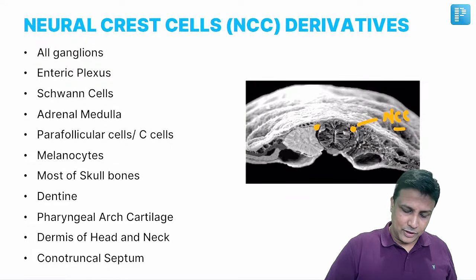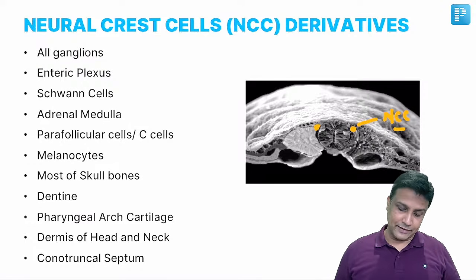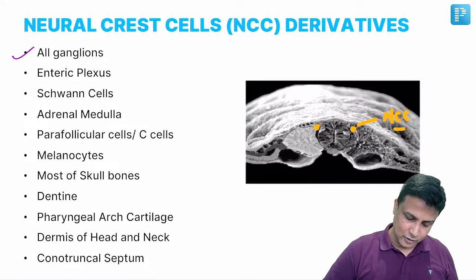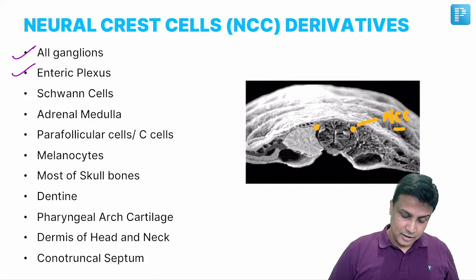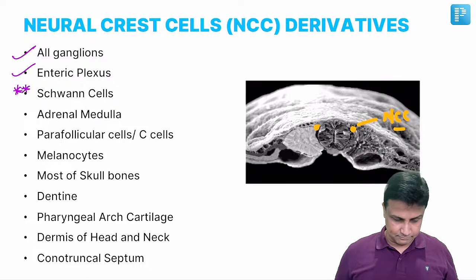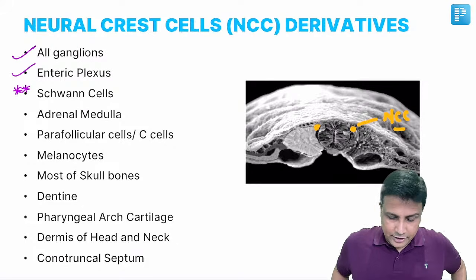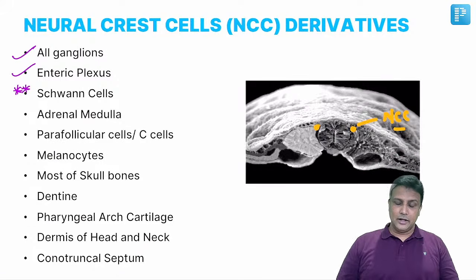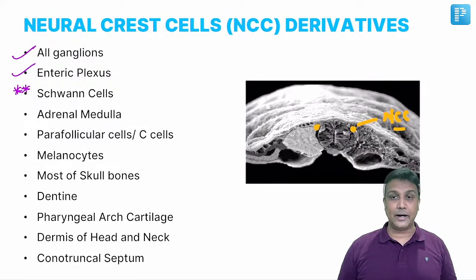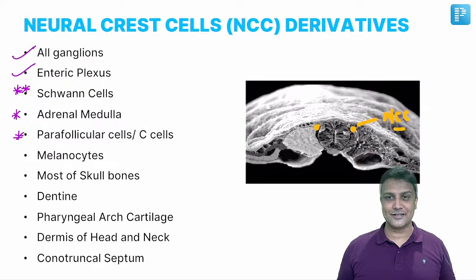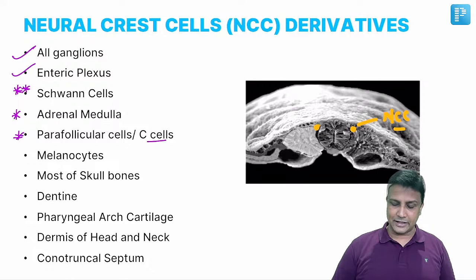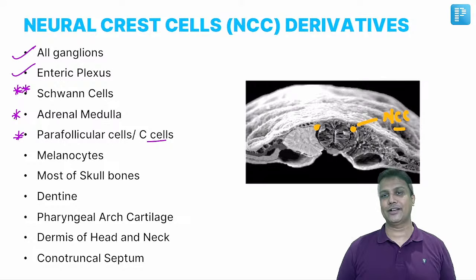Fine. Now remember, neural crest cells are the ones which are going to form your peripheral nervous system. So all the ganglia as well as the enteric plexus are formed by the neural crest cells. This is something important already given in the exam. Schwann cells are also going to form from the neural crest cells. In the adrenal gland, we'll have two parts. Outer part is cortex, inner part is medulla. Adrenal medulla will be derived from the neural crest cells. And this is also asked in the exam, parafollicular cells or C cells. Please remember very carefully, they are present in your thyroid gland and derived from neural crest cells.